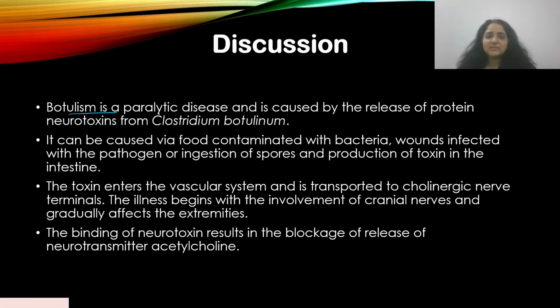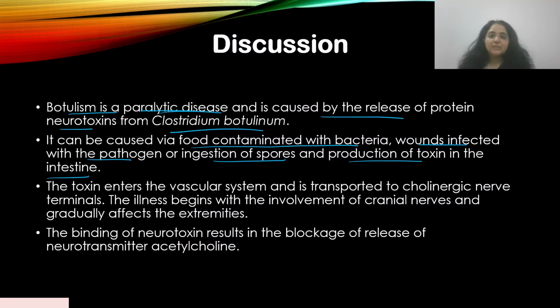Now botulism is a paralytic disease, and is caused by the release of protein neurotoxins from Clostridium botulinum. So Clostridium botulinum is a bacteria which releases neurotoxin. It releases spores which contain that toxin. It can be caused by food contaminated with the bacteria, wounds infected with the pathogen, or ingestion of spores and production of toxin in the intestine. But it does not affect the intestine. It can stay there in the intestine until it releases those spores, and the spores will then produce the toxin.